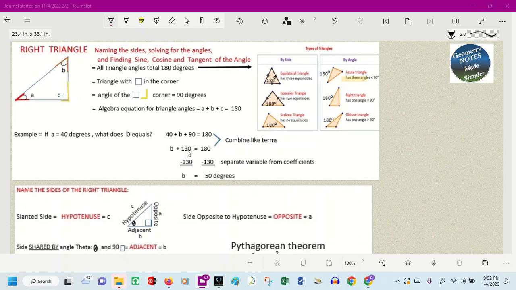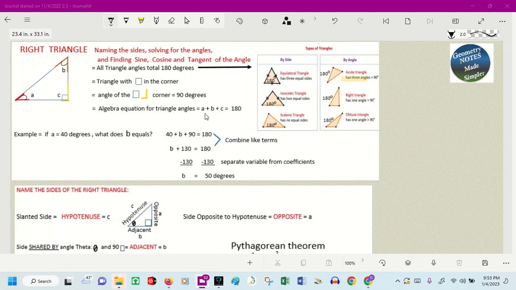Now, next up, separate the constants from the variables by moving the constant to the other side of the equal sign. And you do that by taking the opposite. Opposite of 130 is negative 130. If you take it from this side, you must also take it from the other side of the equal sign. So, when solving for that, you bring down the B. 130 cancels out with the negative 130, equals 180 take away 130, which is 50. So B equals 50. Very easy way to find the missing angle of any triangle.